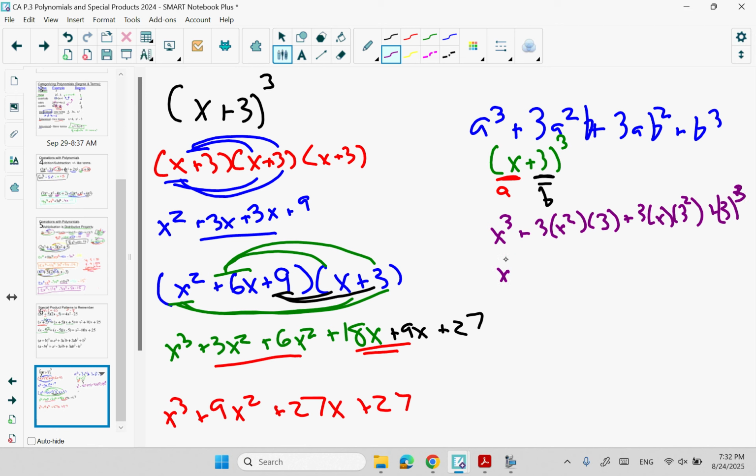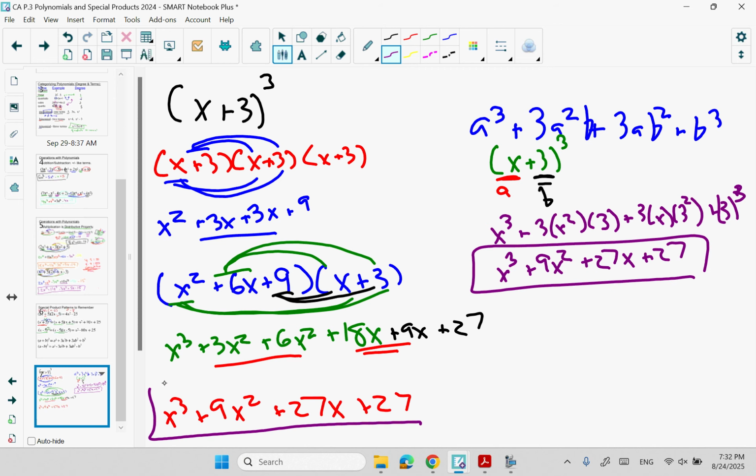x cubed. 3 times 3 is 9, so 9x squared. 3 squared is 9, times 3 is 27x. And then 3 cubed, 9 times 3 would be 27 as well. So here, I end up with the exact same answer. One way, if you have the formula, is just a lot faster.